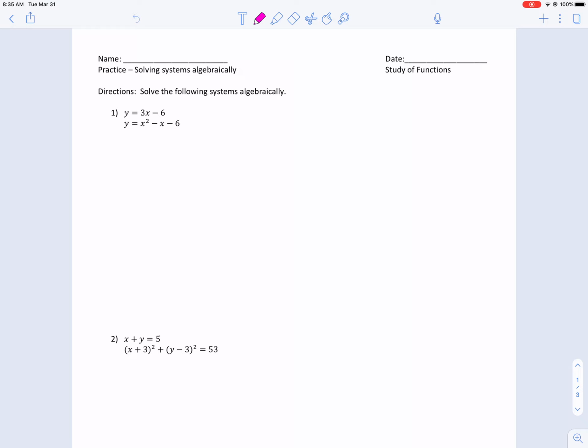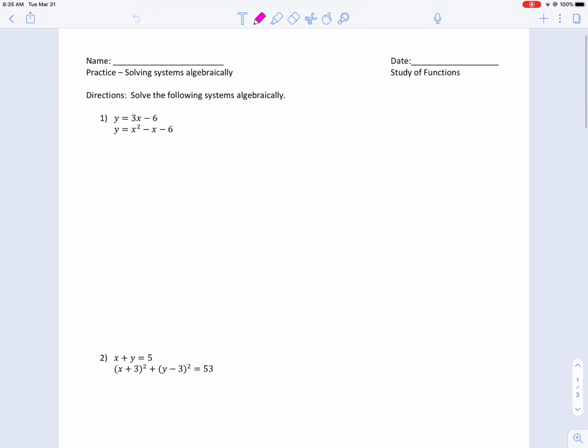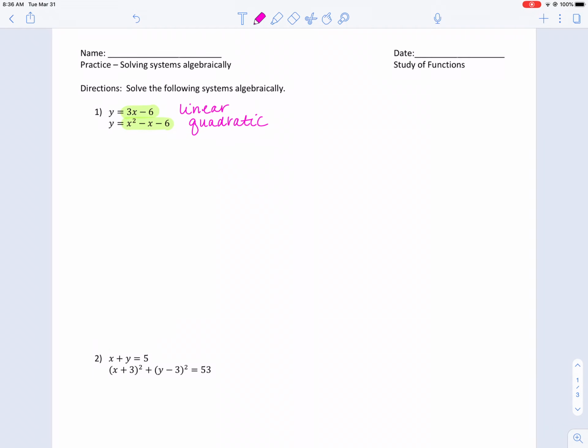In number 1, I want you to be able to identify that your first equation in this system is linear, and your other one is quadratic. When you look at both equations and they are both equal to y, if y equals 3x minus 6, and y also is the exact same as x squared minus x minus 6, then that means they're equal to each other. You could set them equal to each other, if they're both equal to y.